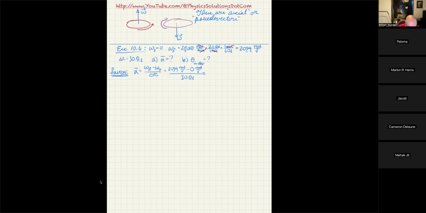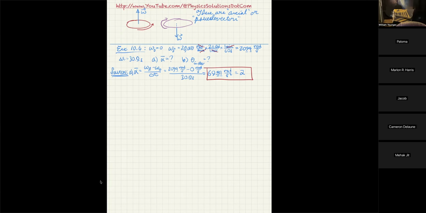So we get 2094 divided by 30. And that gives me 69.81 radians per second squared is the average acceleration. Now, if we assume the acceleration is a constant, then the average acceleration is the acceleration, and that's the key thing to understand. So now we have that. There's A. So part B, they said through how many revolutions has the centrifuge rotor turned during its acceleration?